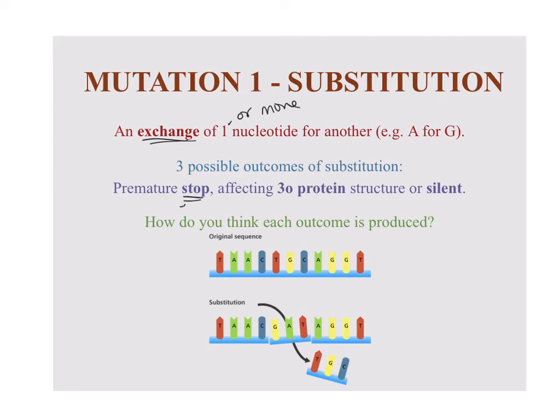Okay, so maybe we say that the protein is truncated, and that just means that it's been shortened, or no more amino acids have been produced after that premature stop codon. It can affect the tertiary structure, or it can be a silent mutation. And you can see in this diagram that what has actually happened is they've swapped out a codon. So they haven't just done a point mutation, they've swapped out the codon TGC for a GAT. Right, and we're going to take a look at each of those effects over the next few slides.